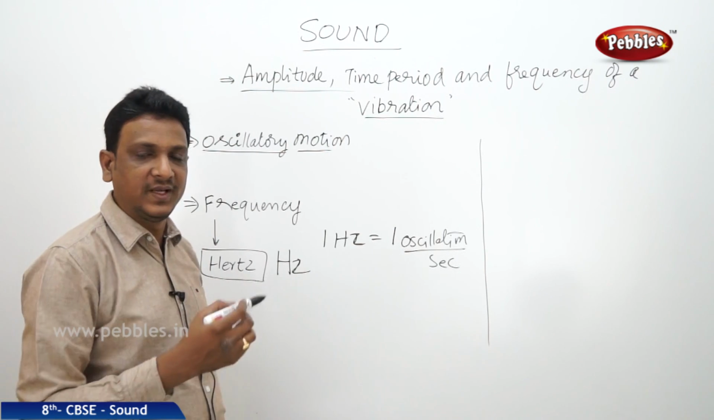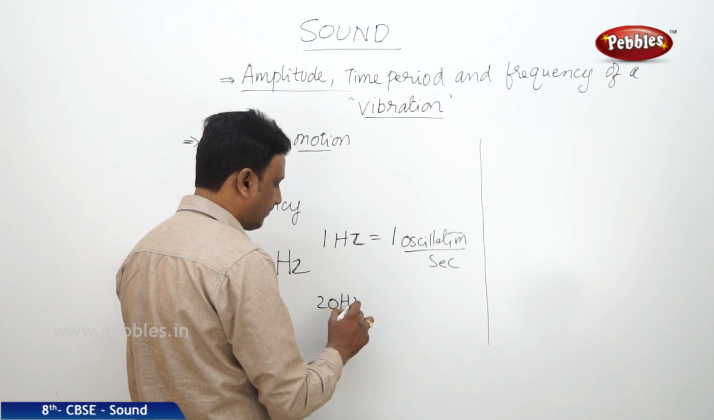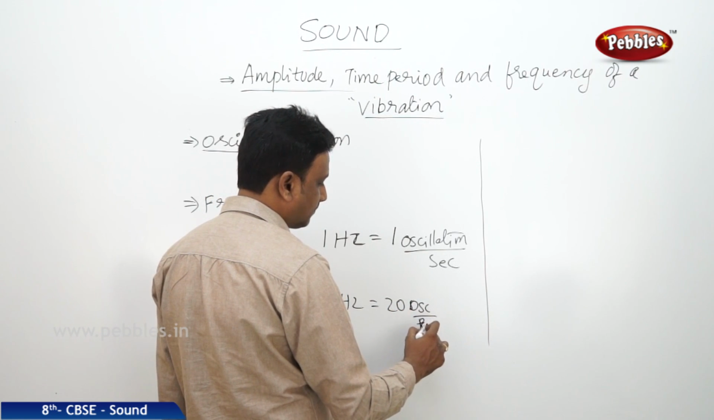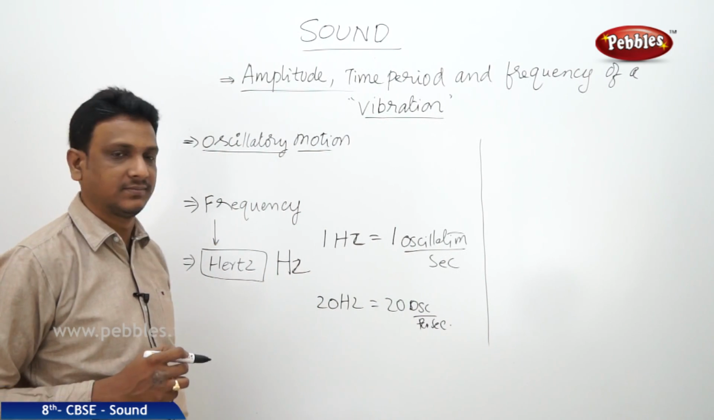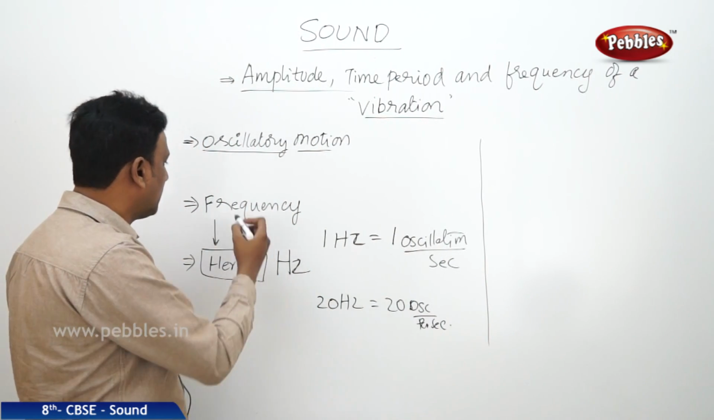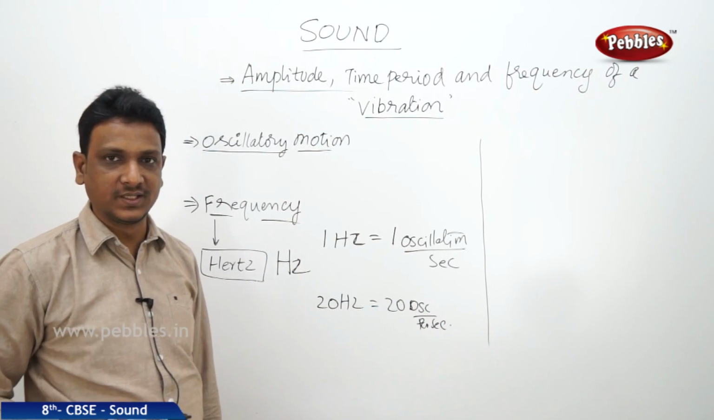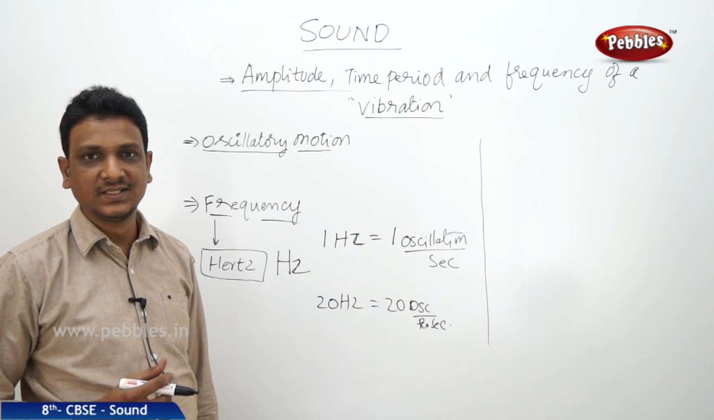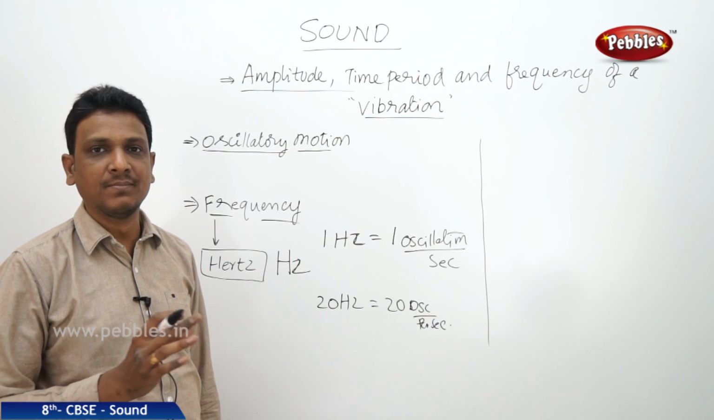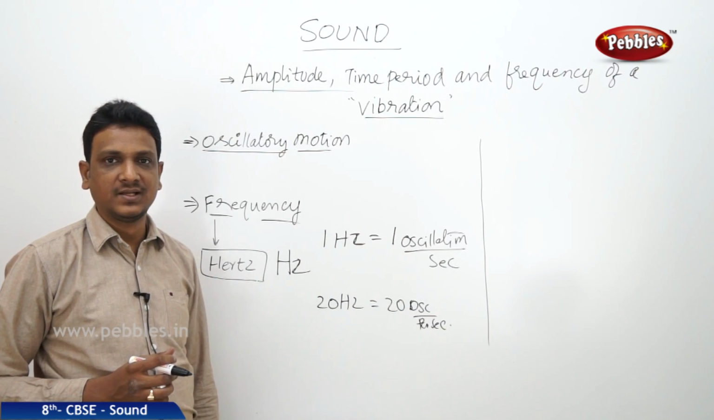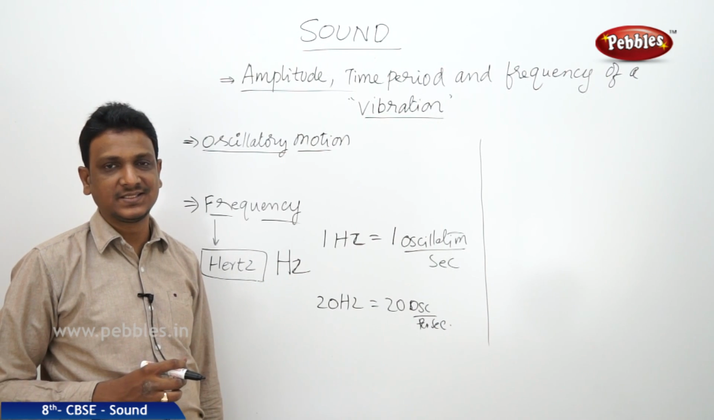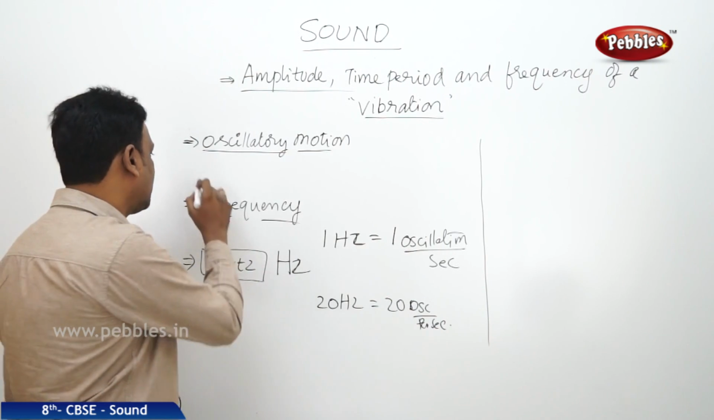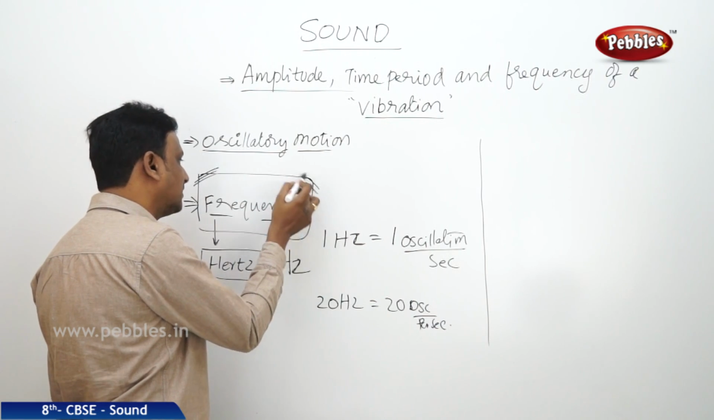Right? If you say the frequency of this object is 20 hertz, that means 20 oscillations per second. This is how we identify and tell the frequency of an object. How do we find the frequency? The frequency depends on the number of oscillations per second. Different objects will have different frequencies. Different voices will have different frequencies. So frequency is that important physical property about which we have learned now.